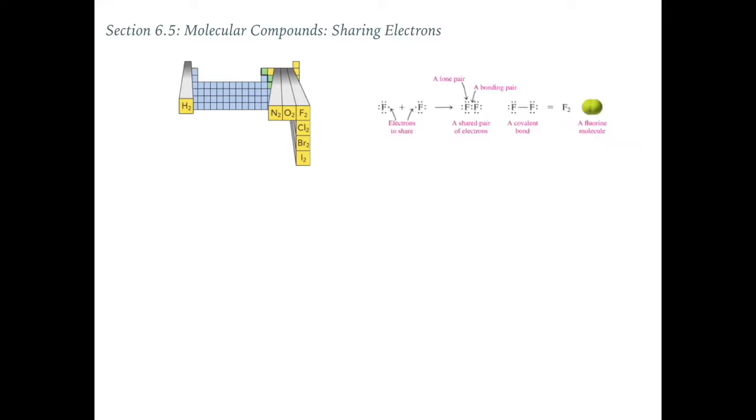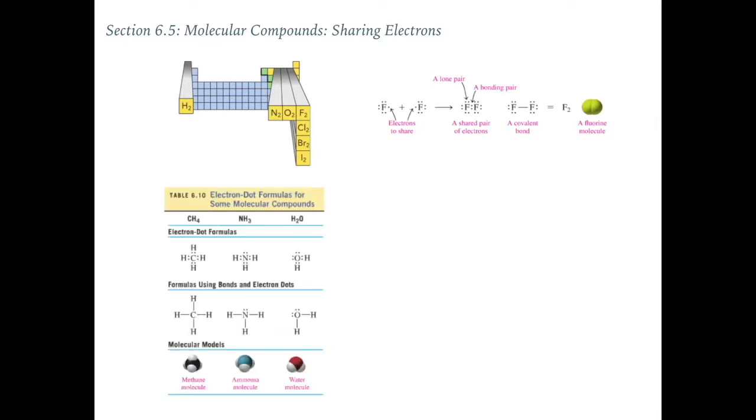So for example, fluorine is going to share electrons. There are two fluorines and they share electrons together to form a covalent bond. Okay, and that creates a fluorine molecule. Other examples include CH4, carbon is sharing electrons with hydrogen, okay? NH3, nitrogen is sharing electrons with hydrogen, and water.